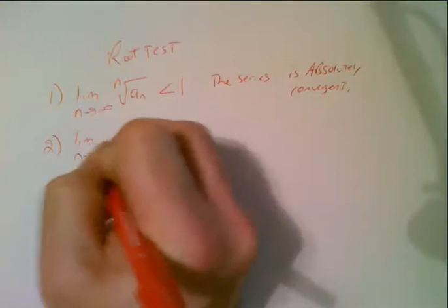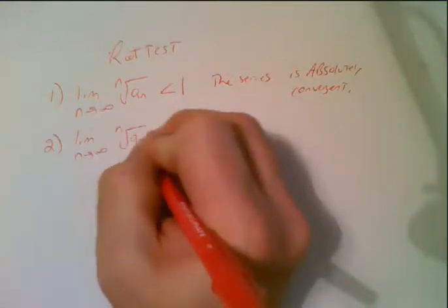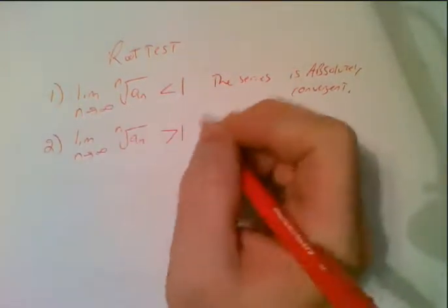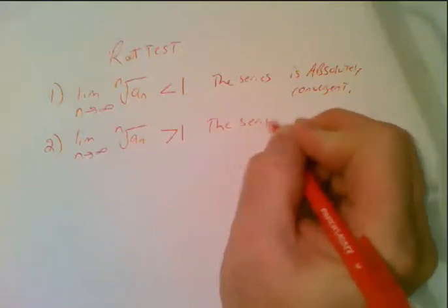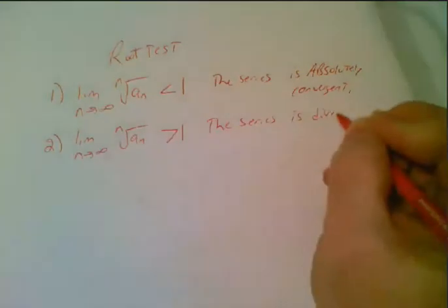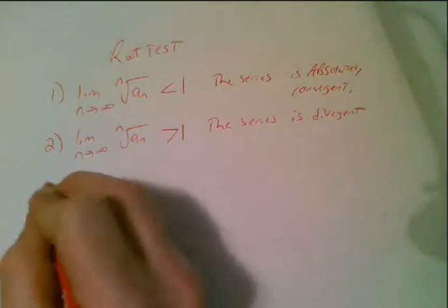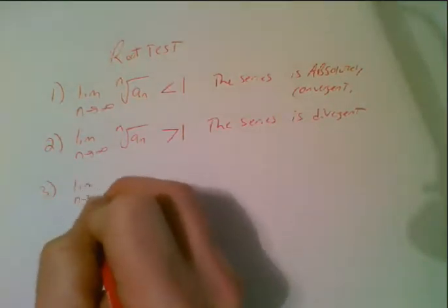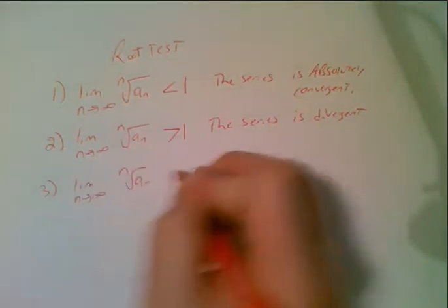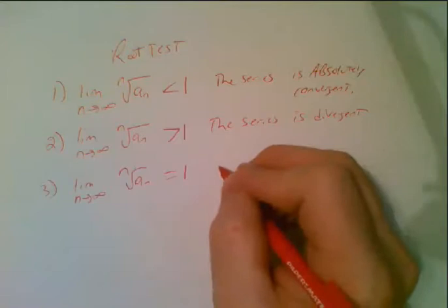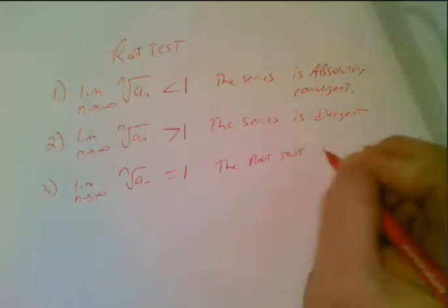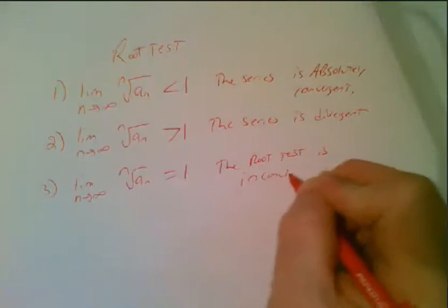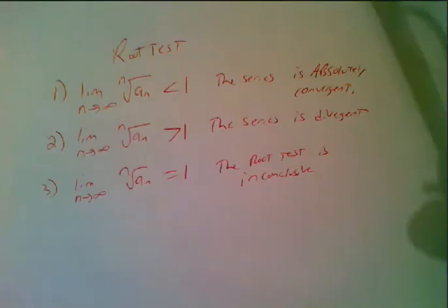Again, if the nth root is greater than 1 as you take that limit, then the series is divergent. And last but not least, you already know what's coming if you were here today. If the limit of the nth root of a sub n equals 1, then the root test is inconclusive.